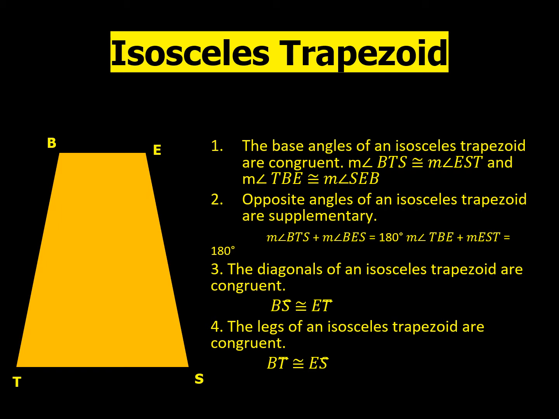The legs of an isosceles trapezoid also are congruent. So when we say the legs, these are the non-parallel sides. So side BT and side ES. So when we use the line segment symbol, we use also the congruent symbol. So line segment BT is congruent to line segment ES. Or we can just say BT, or the distance from B to T, is equal to the distance from E to S.